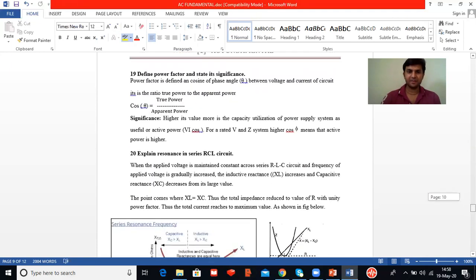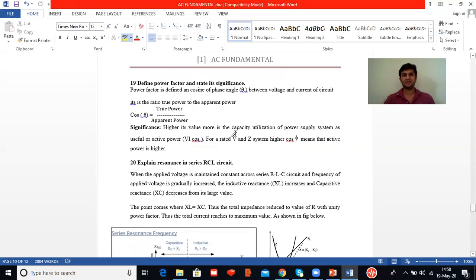Next question is the power factor and its significance. Power factor is the cosine of the phase angle between voltage and current, or it is defined as the ratio of true power to the apparent power. The higher its value, the higher the capacity of utilization of the power system as useful power.